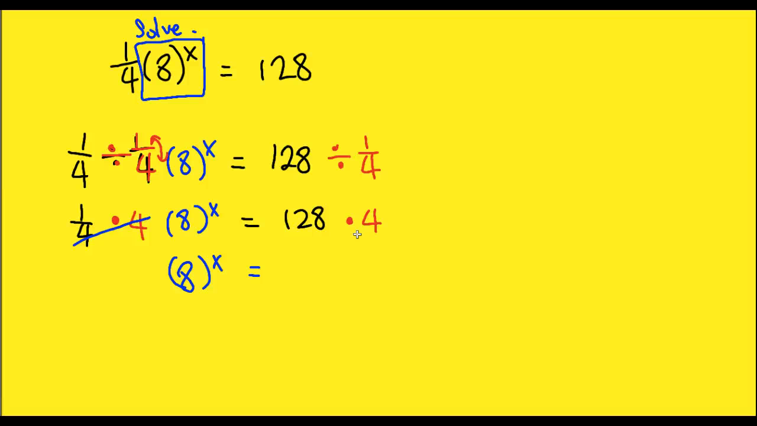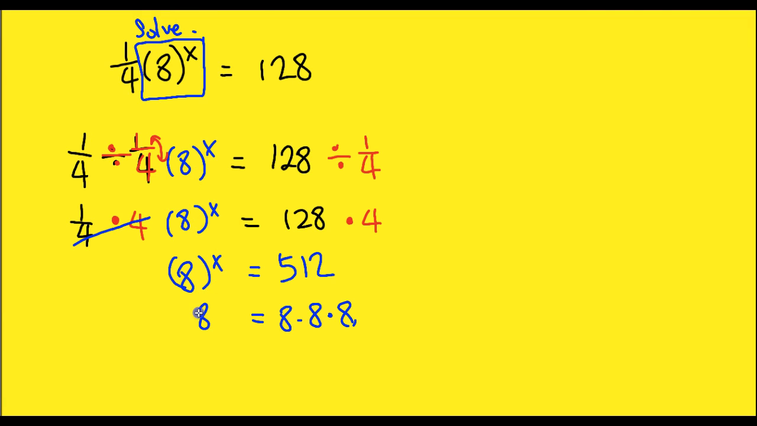That's 512. Okay, so now what we have to do is figure out how many times I have to multiply 8 to get 512. So let's see this. 8 times 8 is 64. 64 times 8 is 512.